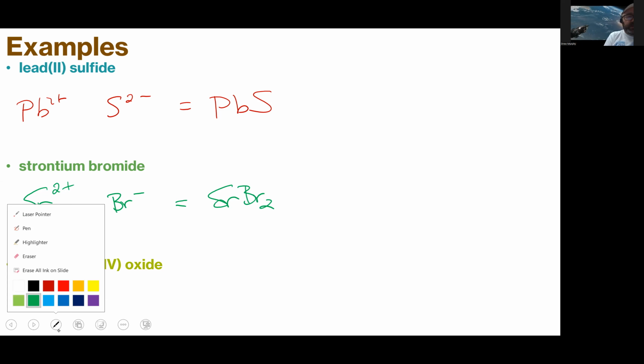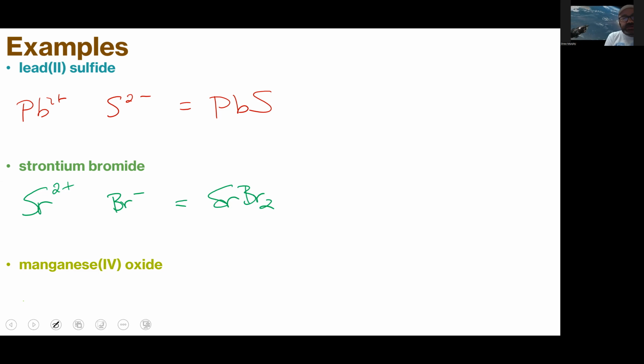Okay. And lastly, we have manganese 4 oxide. So let's look at this. We have manganese, Mn. 4 means that's a 4 plus. Oxide is a 2 minus. If we look at this and do the switcheroo, you're going to get close, but you're not going to be exactly right because you're going to get Mn2O4. Remember, your ionic formula has to be the lowest whole numbers possible. So instead of Mn2O4, we can reduce that down, and this is MnO2.